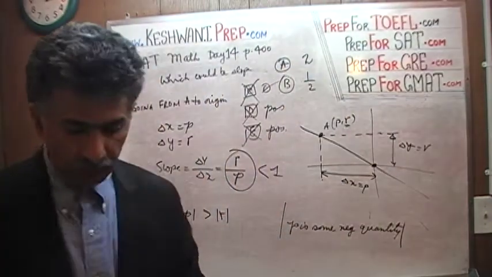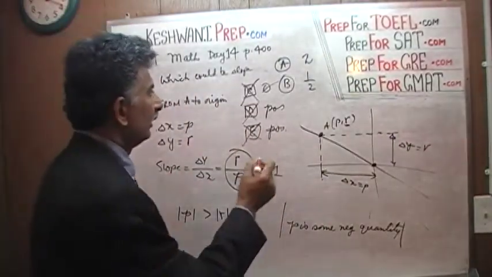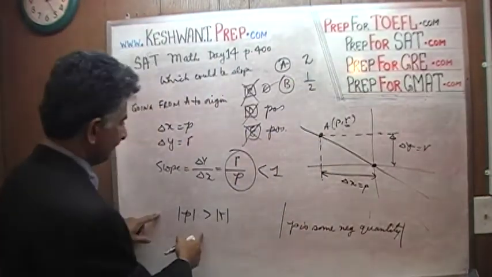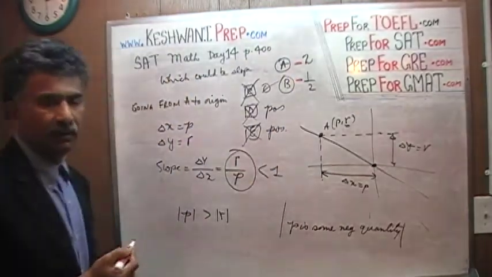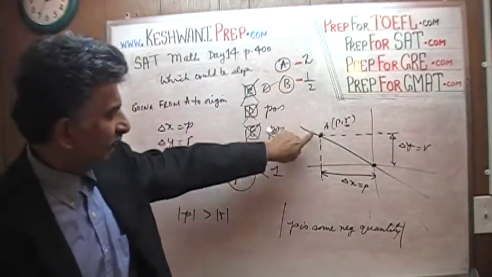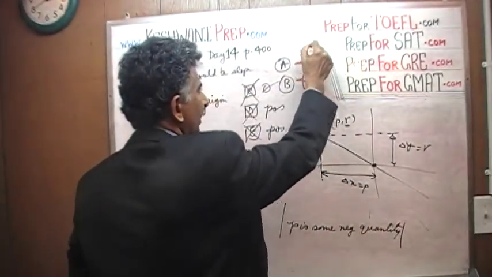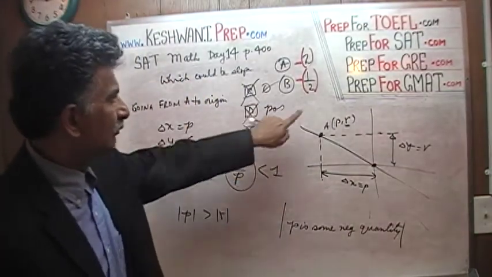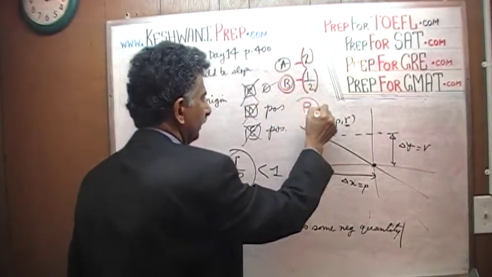Now, as I said before, pay no attention to the negatives in front. When we say we're looking for something less than 1, you may say they are both less than 1 here. You're right, but that's not what we mean. The negative sign is purely to indicate that this is a negatively sloped line. We're looking for the ratio of change in y versus the change in x. This ratio, r to p, has to be less than 1, which is this one right here. The answer is B.